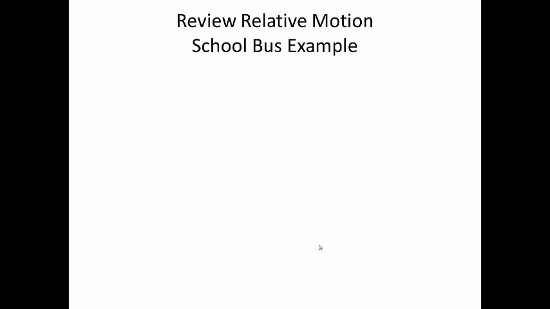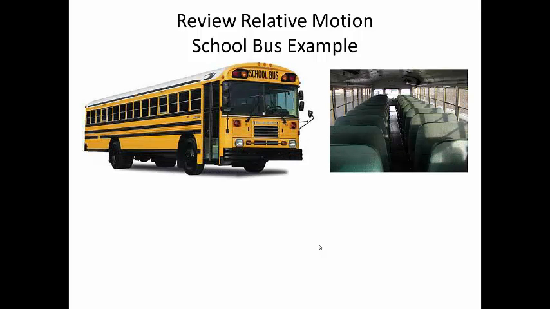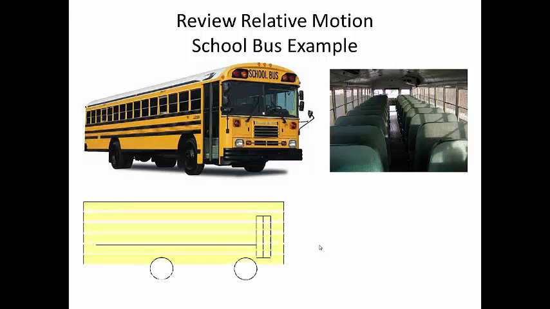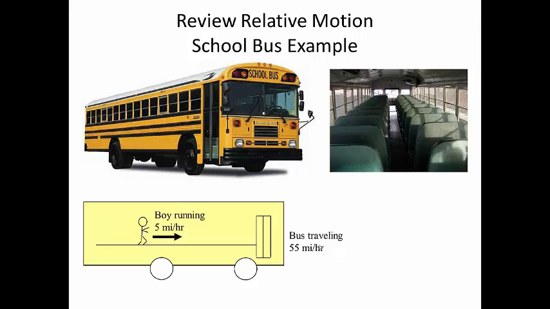Now let's talk about relative motion. We've discussed relative motion before, and we looked at a school bus as an example. If we're riding on a school bus and someone runs down the middle of the aisle at 5 miles an hour, how fast is that person actually traveling? Well, from someone standing on the side of the road watching the bus move by at 55 miles an hour and the boy running at 5 miles an hour down the middle of the aisle, we can figure out that the boy is going at 60 miles per hour.